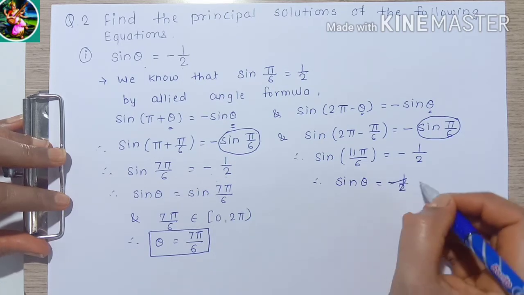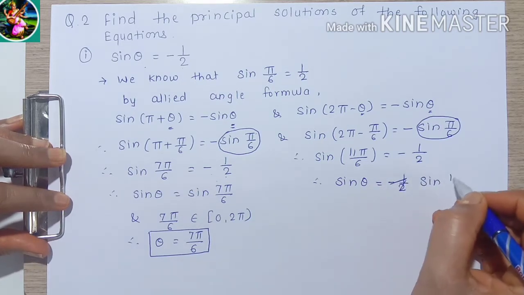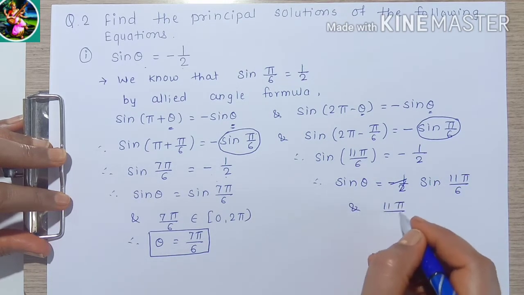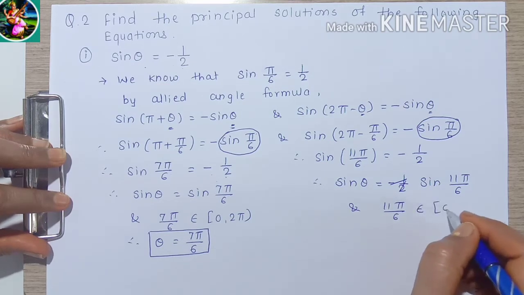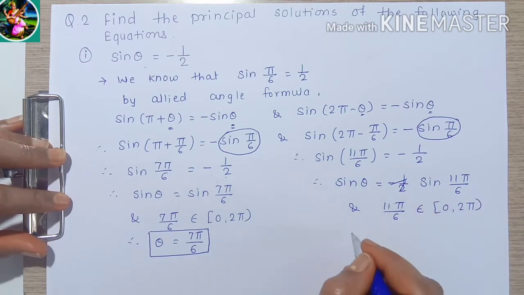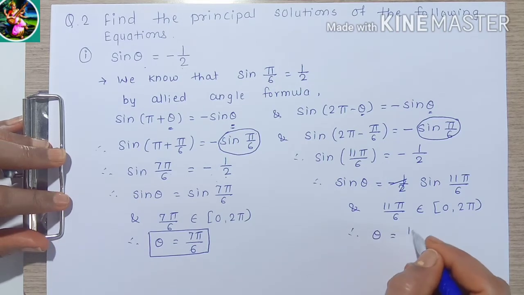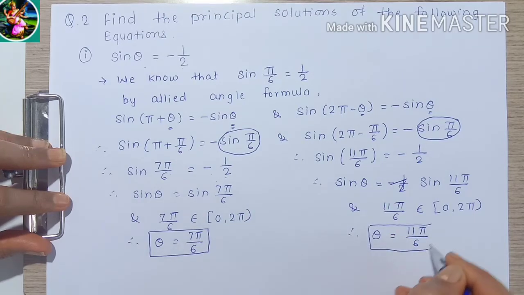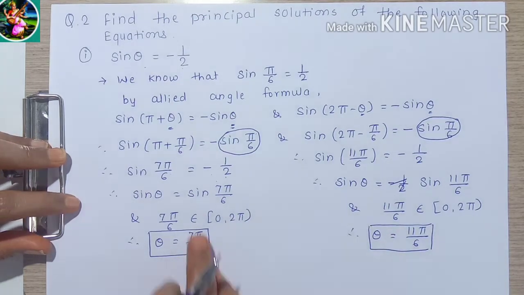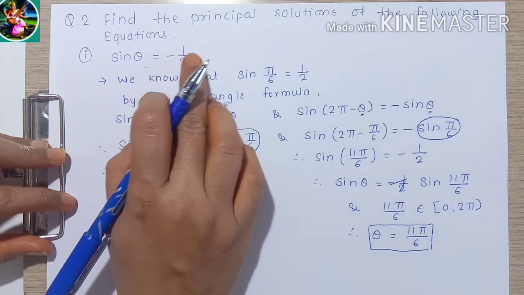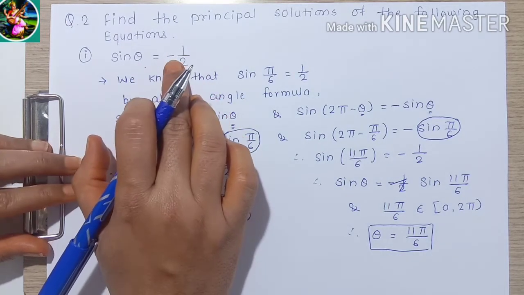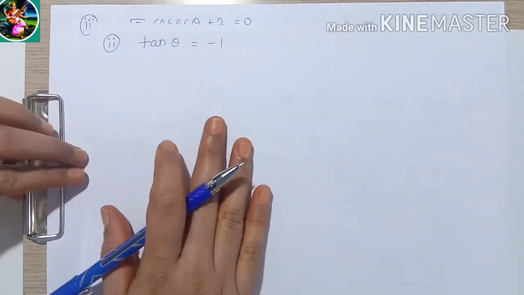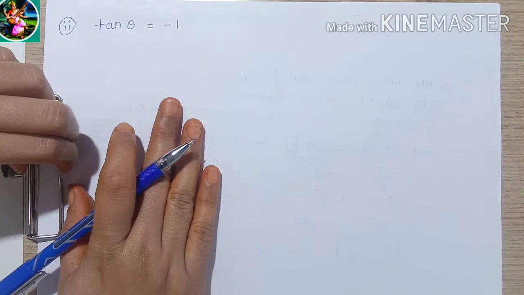Sin theta is equal to sin of 11 pi by 6, and 11 pi by 6 lies between 0 to 2 pi. Therefore, theta is equal to 11 pi by 6 is also the principal solution for given trigonometric equation sin theta is equal to minus 1 upon 2. Now we solve another example, that is tan theta is equal to minus 1.